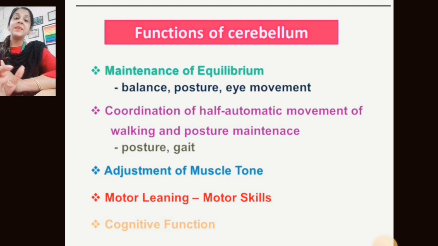The cerebellum helps to maintain equilibrium, which includes gait, posture, eye movement and balance. If our posture is disturbed, the patient is not able to sit properly or stand properly. If the static posture is not active, the balance gets impacted and the patient is not able to do active voluntary movements.